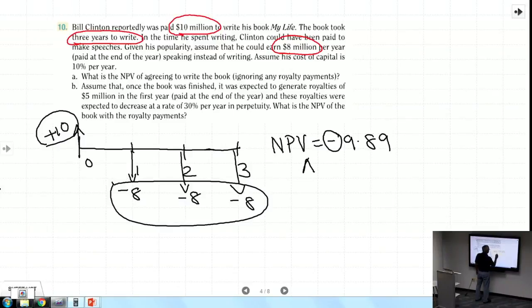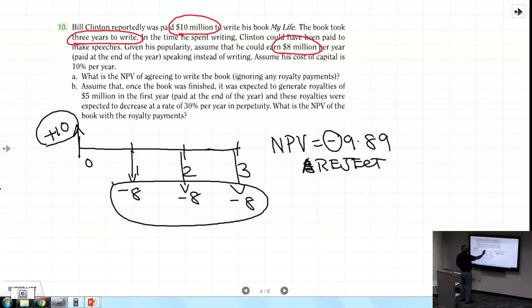So negative. So the answer would be, this is not a good proposition. This is not a good idea for Bill Clinton. Just based on that information, it's not a good idea to write this book based on those terms. Now in part B, there is additional information.